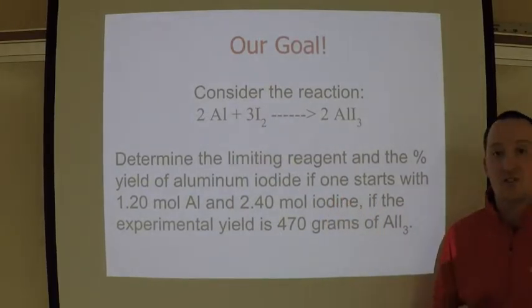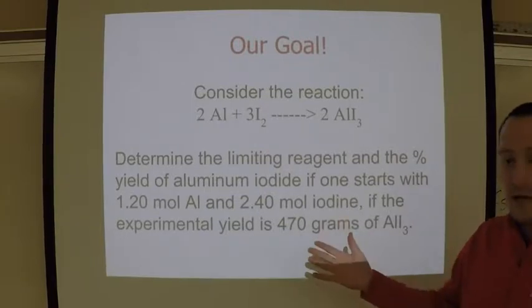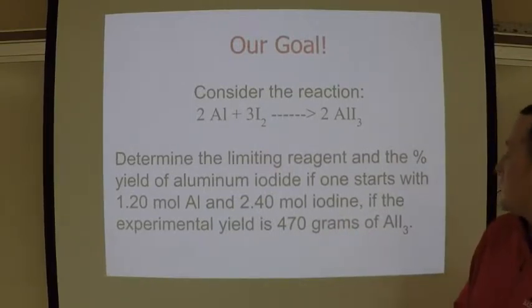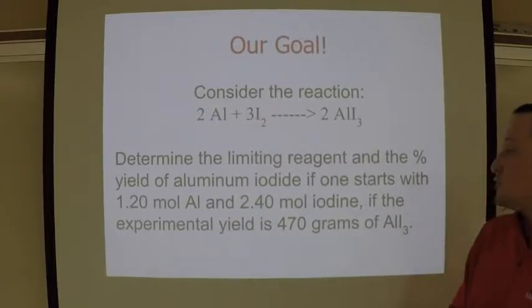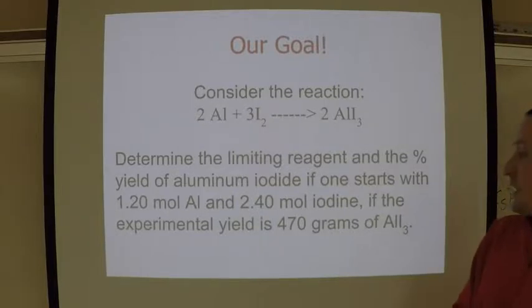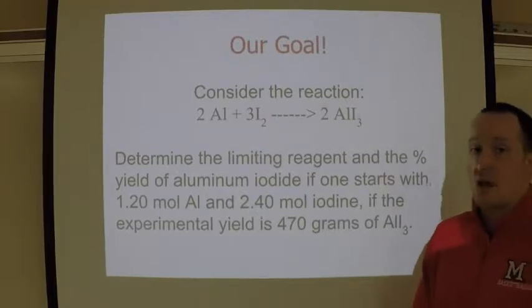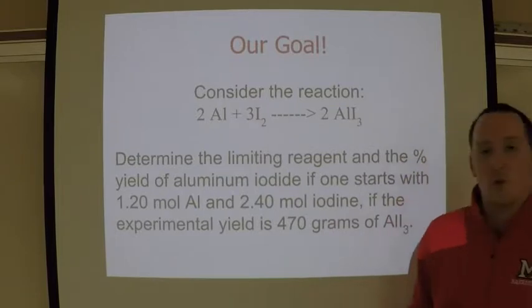So we have a reaction, and here's our problem. I'm going to ask you to determine the limiting reactant or limiting reagent and the percent yield of aluminum iodide if one starts with 1.2 moles of aluminum and 2.4 moles of iodine, and our experimental yield is 470 grams of AlI3. Right now you might be like, whoa, that's a lot of numbers. Don't worry, we'll walk through this, and we'll get this by the end of the day.